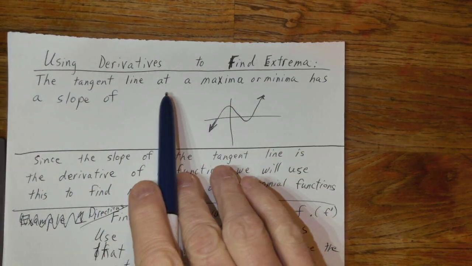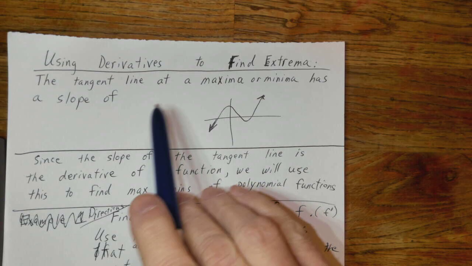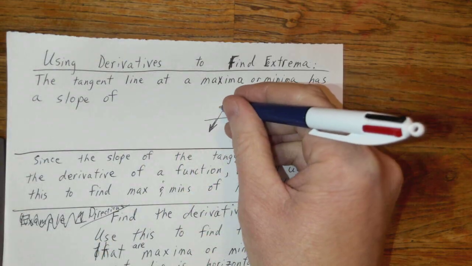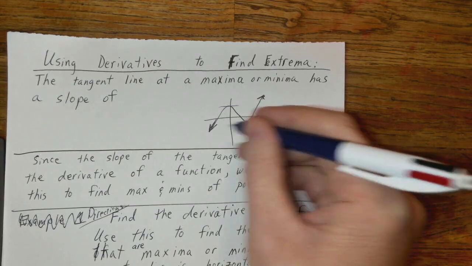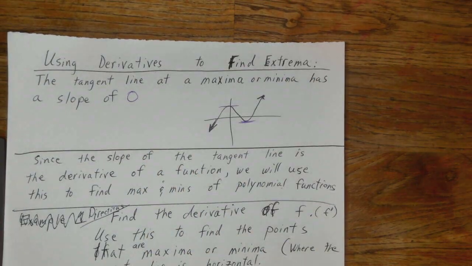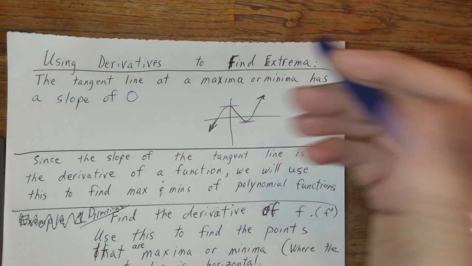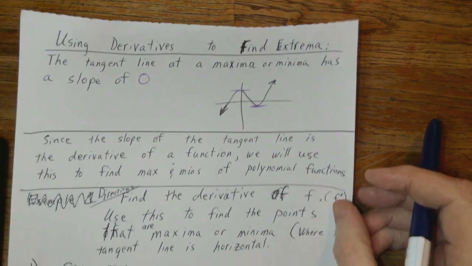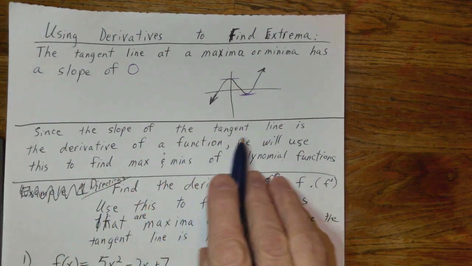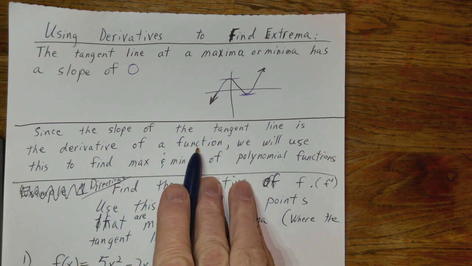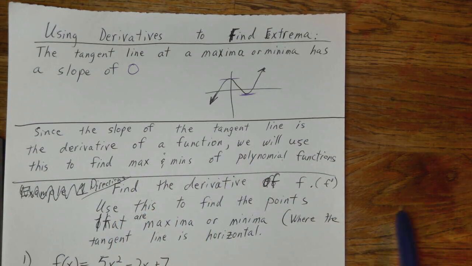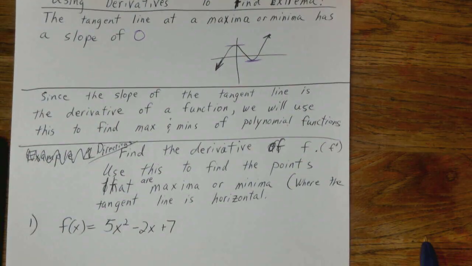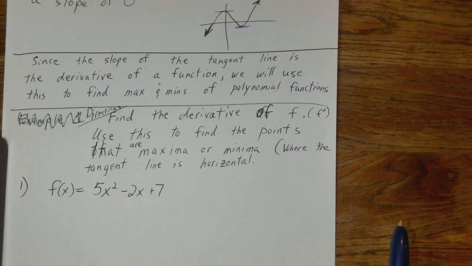The tangent line at a maximum or minimum has a slope. If you look at it like this, that's horizontal. If you look down here, the tangent line is actually horizontal, so the slope is always 0. It's always a horizontal line, and the slope of a horizontal line is 0. Now, since the slope of the tangent line is the derivative of the function, we'll use the derivatives to find maxes and mins. That's what we're doing for just polynomial functions in this lesson. Well, let's see where that leads us.